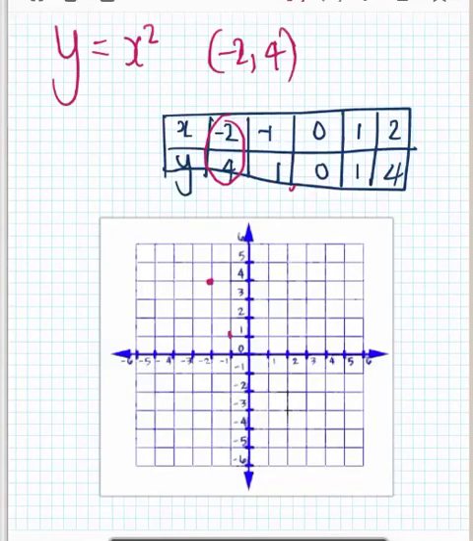Next, when x is minus 1, y is positive 1. There it is. 0, 0, that's the origin. When x is 1, y is 1. X is 1, y is 1. And when x is 2, y is 4. And you can see how we do not have a straight line. This is what we call a parabola. So instead of joining them with straight lines, try and do a bit of a curve.